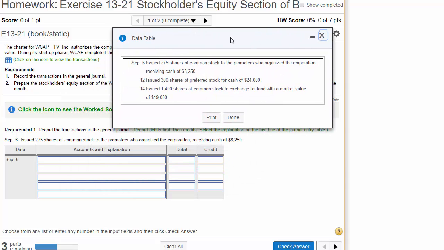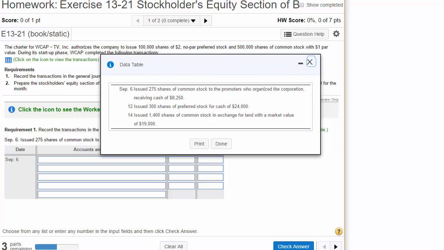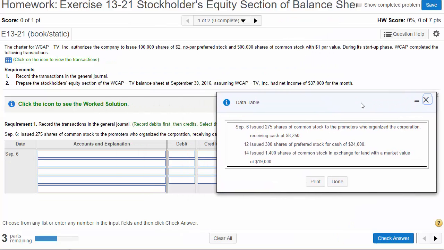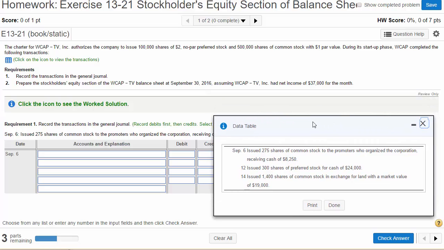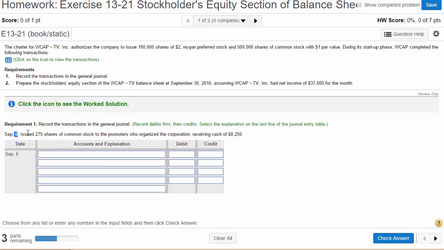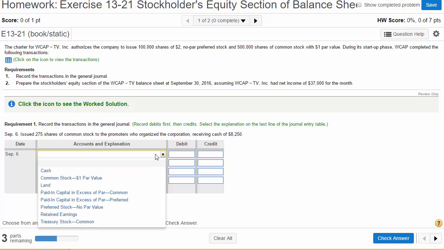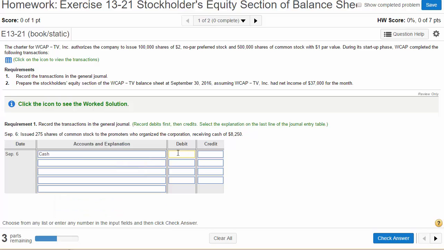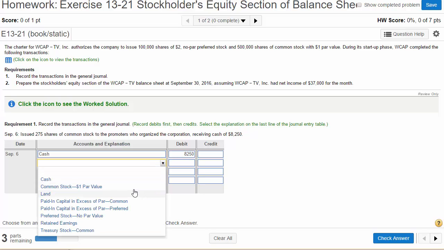So here are our transactions, and we're going to record these transactions. First transaction, right now we don't need this box because it also repeats the information here. On September 6th, we issued 275 shares of common stock to the promoters who organized the corporation, and we received cash of $82.50. So cash is going up, and we know we have issued some common stock.